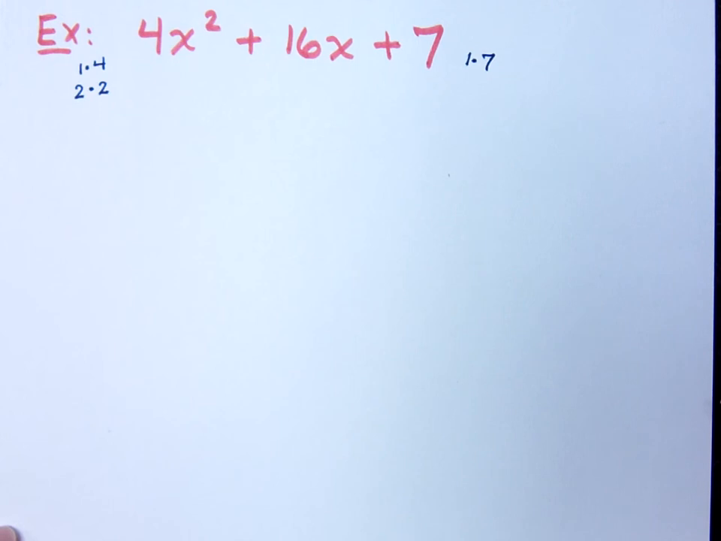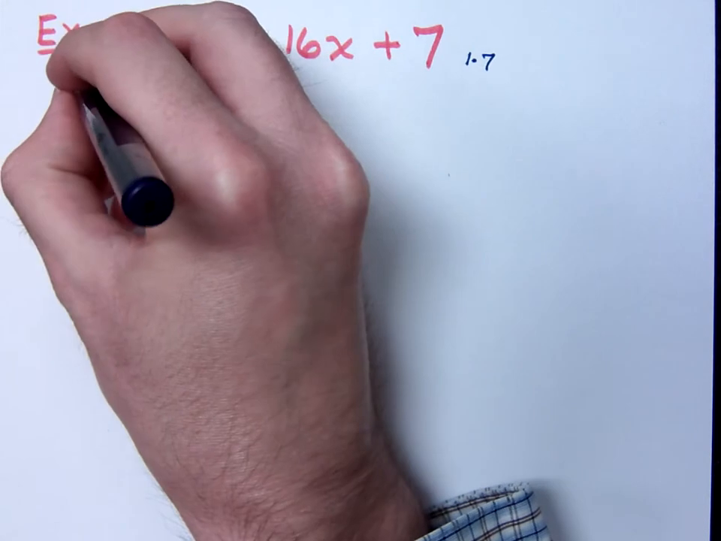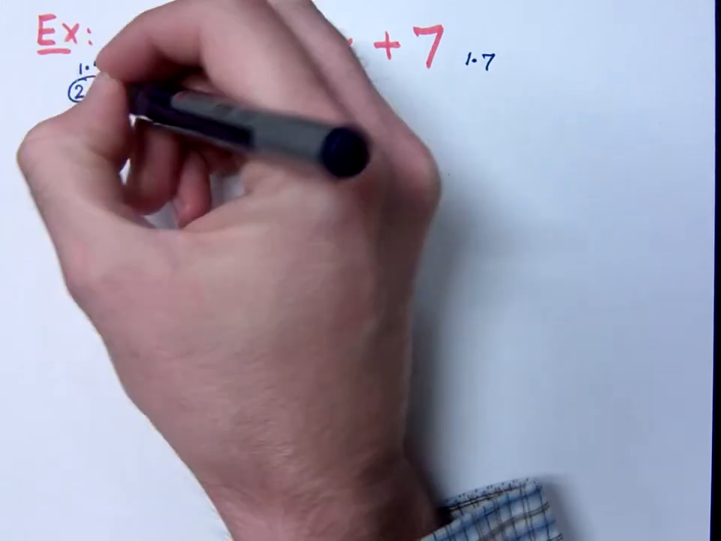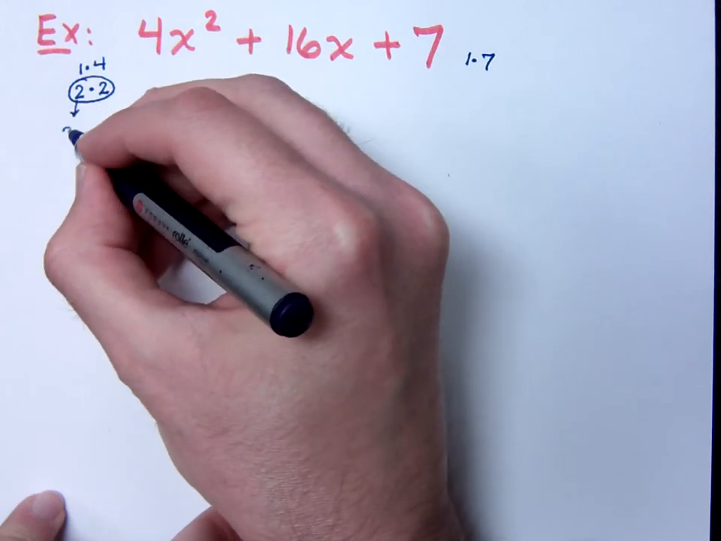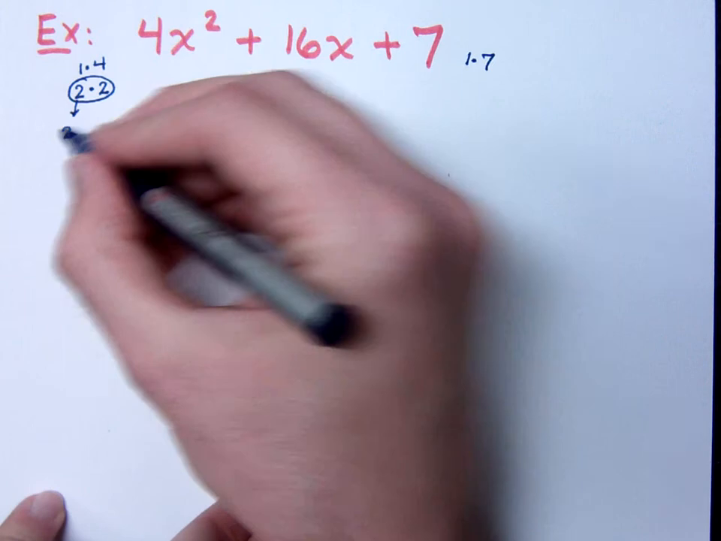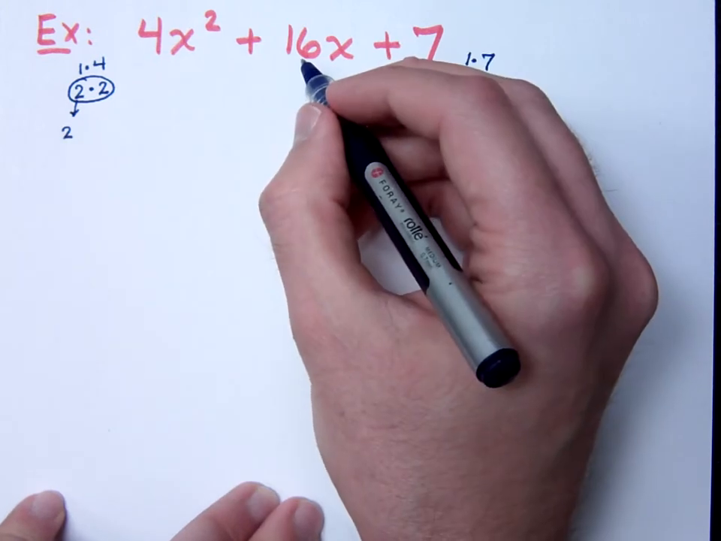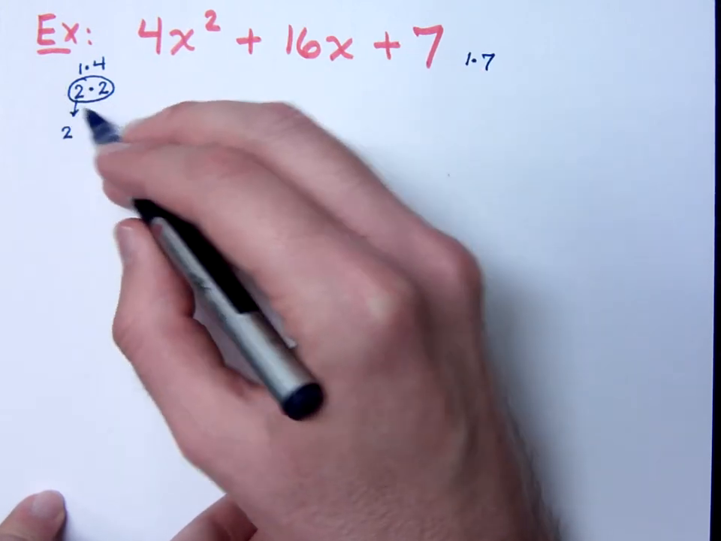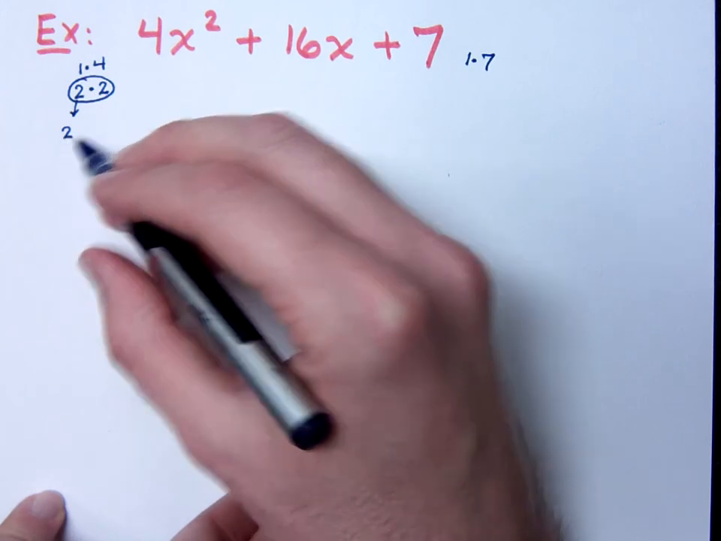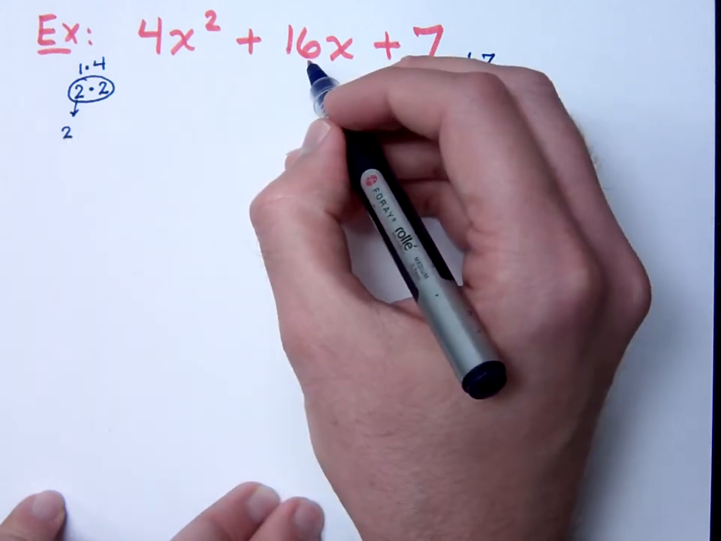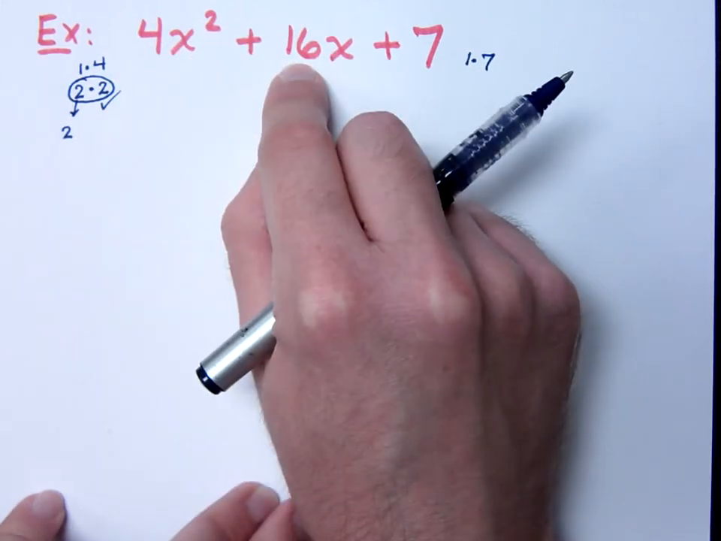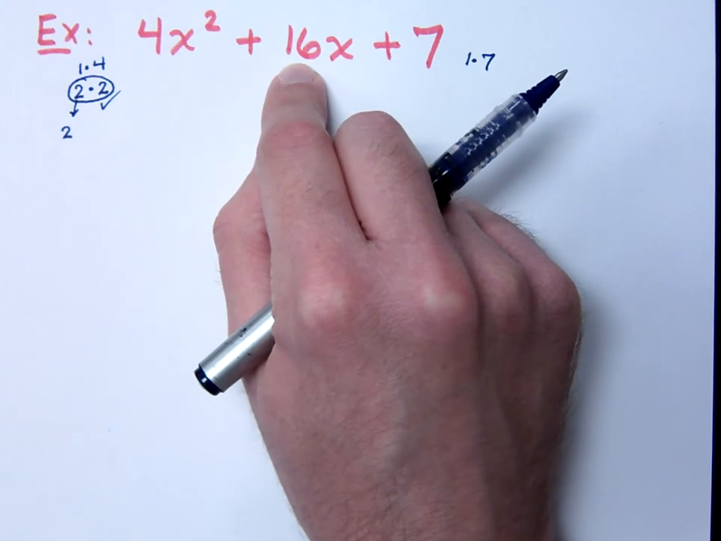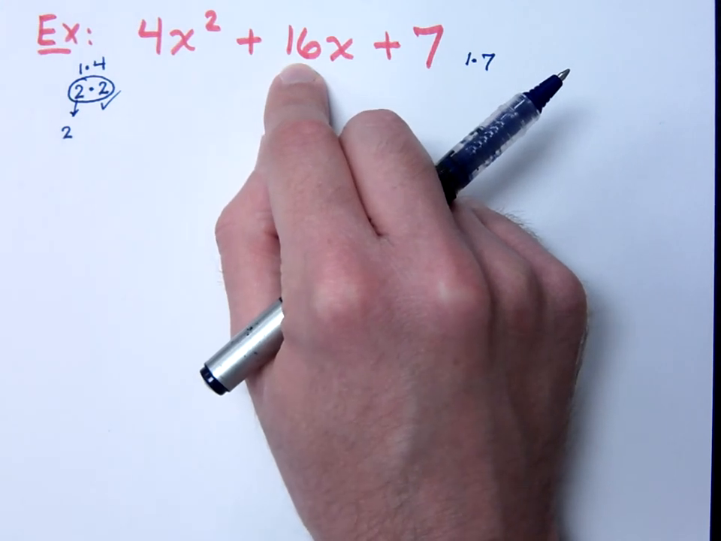7 is prime, so it can only be 1 times 7. Now here's where the next piece of logic comes in. 2 and 2 have a common factor, don't they? What's their common factor? 2. Does 2 go into 16 evenly? If you have a factor pair that has a common factor, check to see if it goes into the middle term evenly. If it does, then you should use it. If this had been a 15x instead, does 2 go into 15 evenly? No, and so you would not have used that one.